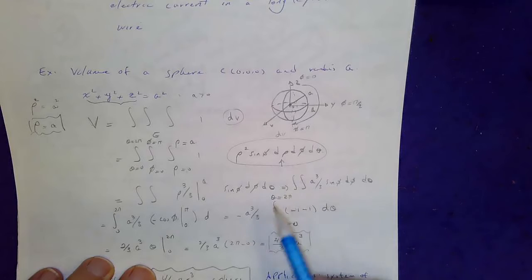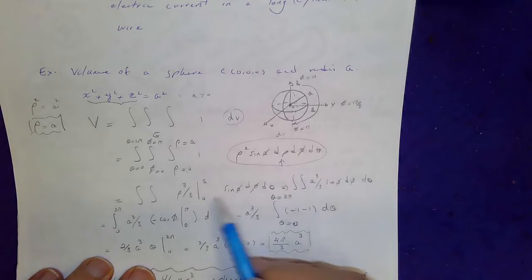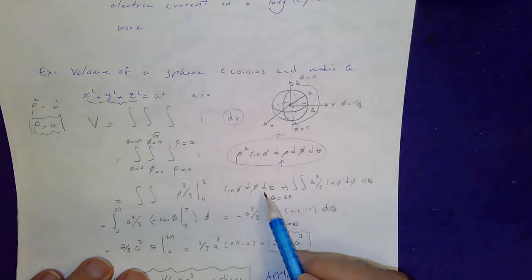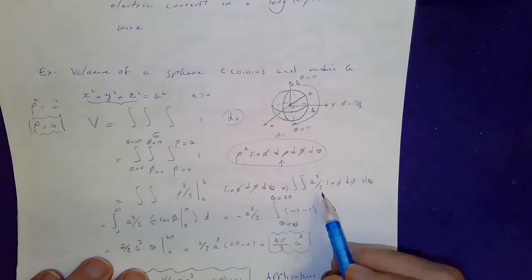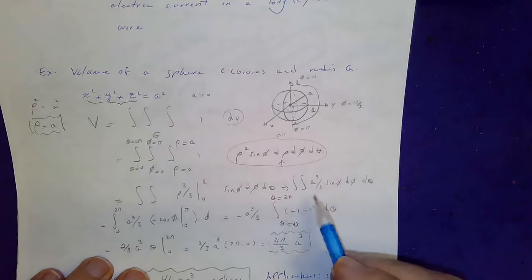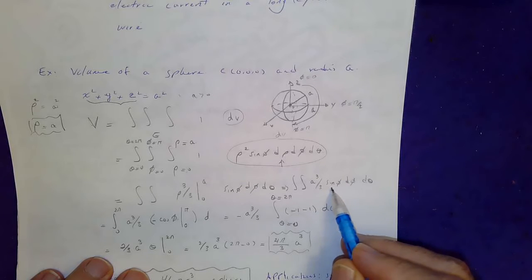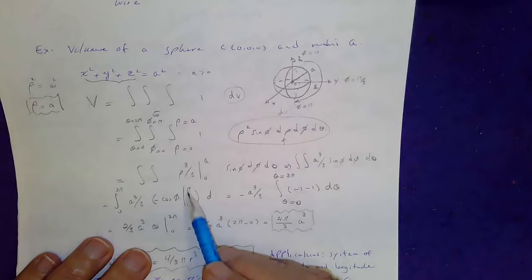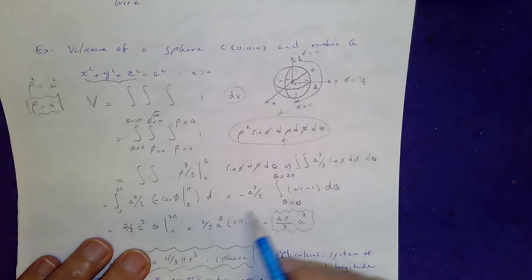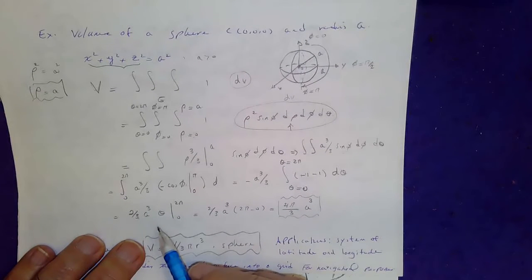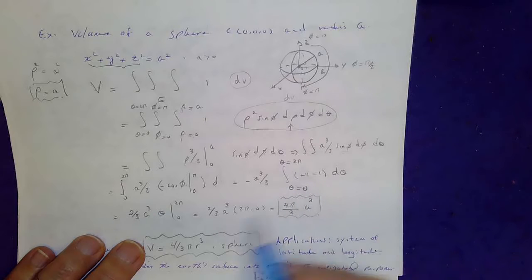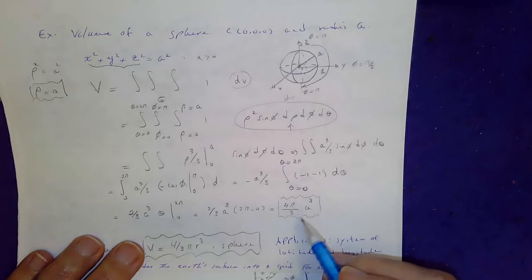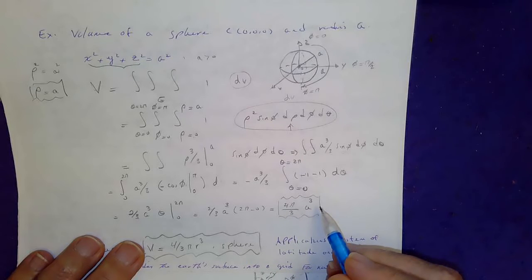Now you would evaluate this with respect to rho first. So you get rho cubed over 3, but rho goes from 0 to a. Then you evaluate the second integral as you go from right to left. With respect to phi, don't forget you have a sine phi. Antiderivative of sine phi is negative cosine phi. Evaluate that between 0 and pi. Lo and behold, you get this. Evaluate the antiderivative of d theta, which is theta. But theta goes from 0 to 2 pi. So the final answer is 4 pi over 3 a cubed.